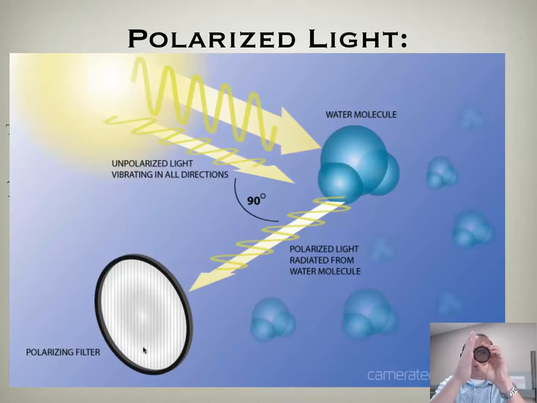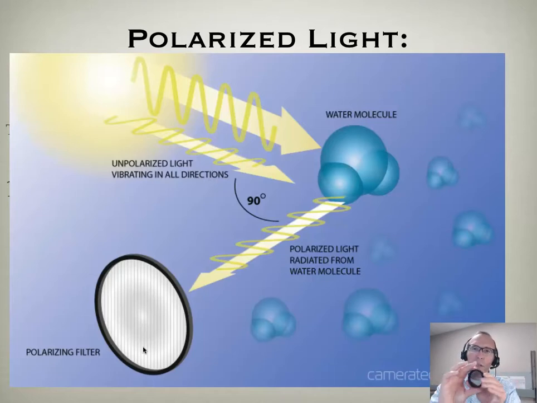So if you take that filter and you turn it 90 degrees so that that slit or those lines are not lined up, not vibrating the same way that the light is, then we will block that light. So that is what polarizing filters are doing. They are blocking light that has been polarized. And the only way we can do that is if this also has slits in it.